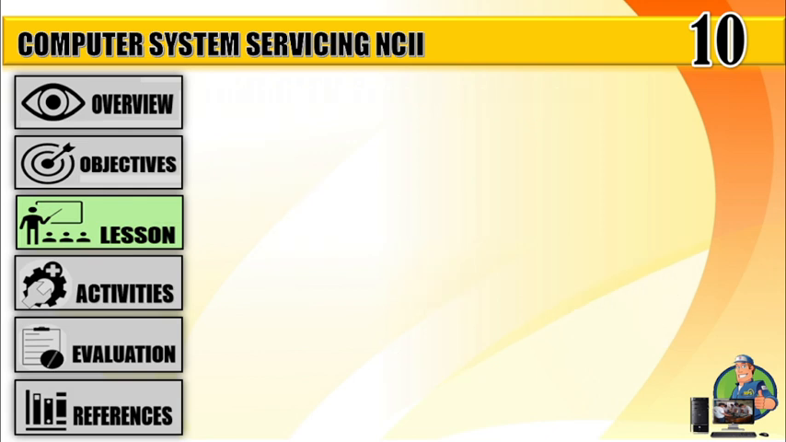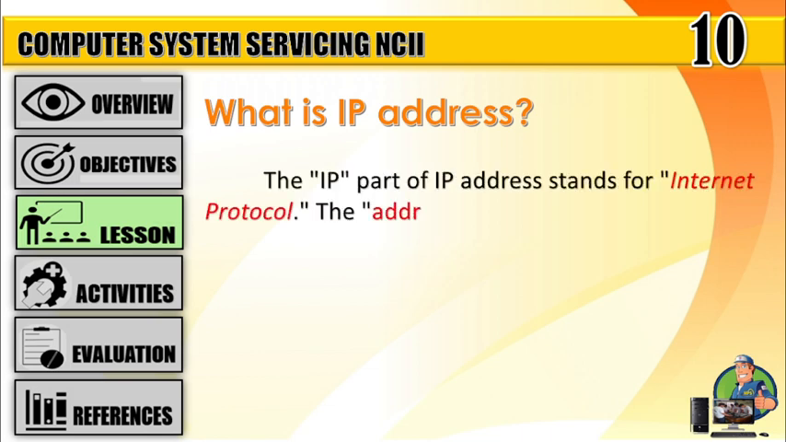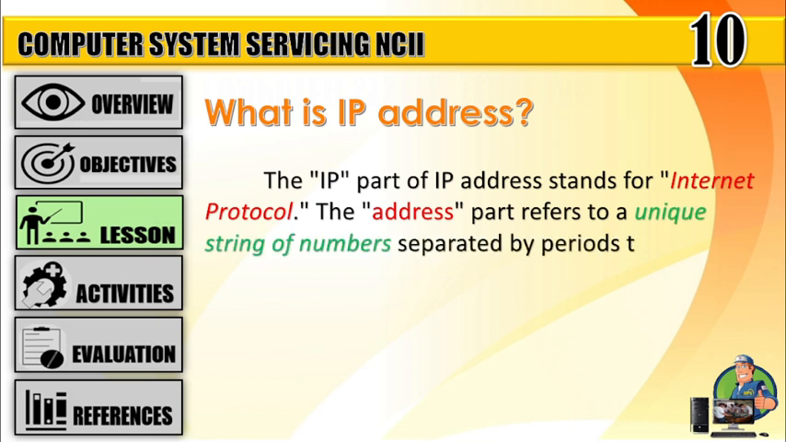What is an IP address? The IP part of IP address stands for Internet Protocol. The address part refers to a unique string of numbers separated by periods that identifies each computer using the Internet Protocol to communicate over a network.